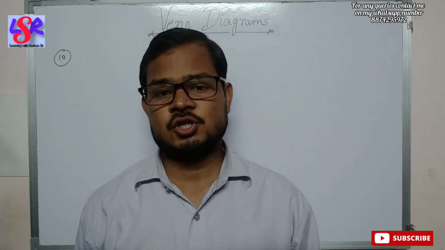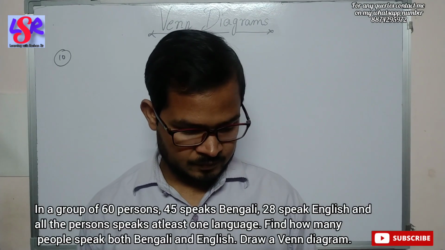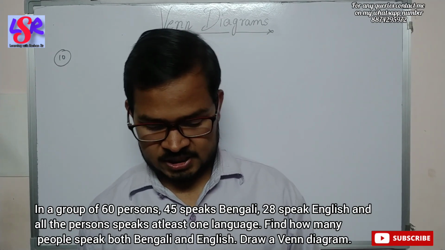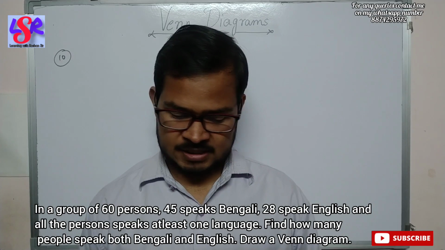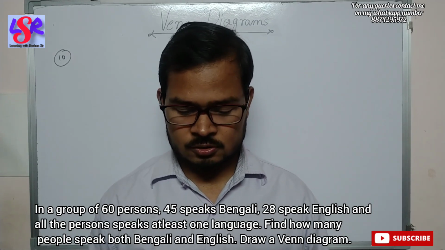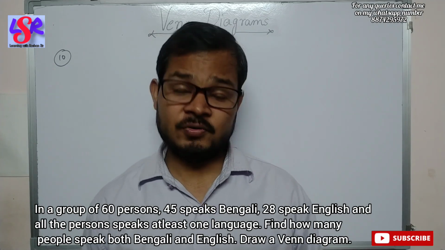Now let's do question number 10. Here in this question we have, in a group of 60, 45 speak Bengali, 28 speak English, and all the persons speak at least one language. Find how many people speak both Bengali and English. Draw the Venn diagram for it.